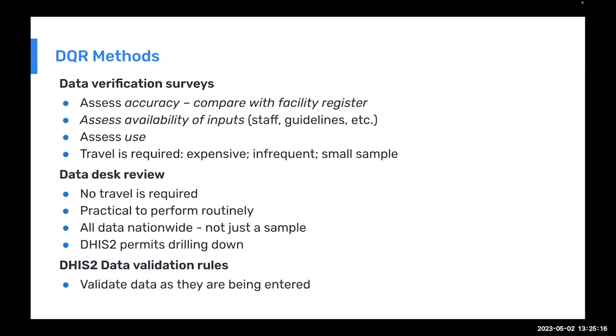So within those different types of reviews, we have different types of data quality review that we can perform. This includes verification surveys. This means that we're actually traveling down to the location, a facility or a district, and actually verifying their data. So there is some travel required, but speaking with some of you today and yesterday, I understand that some of you are already doing this. We're actually going physically to verify the data at a specific site or a district or another physical location, right?